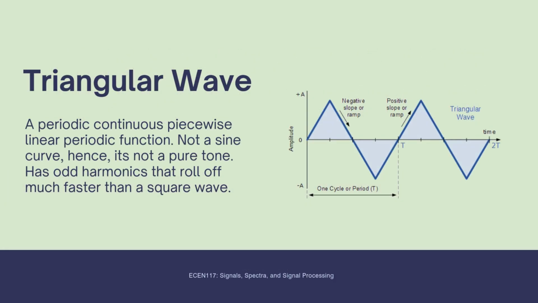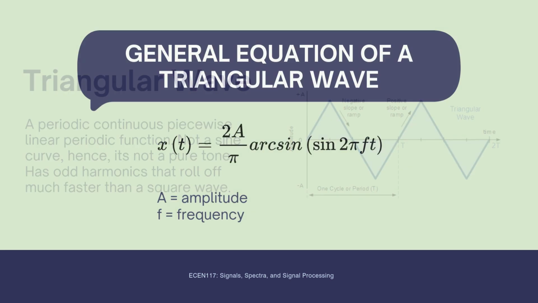A triangular wave is a periodic, continuous, and piecewise linear waveform. Unlike a sine wave, it is not a pure tone because it contains multiple frequency components. Its spectrum consists only of odd harmonics, and these harmonics decay much faster compared to those of a square wave, making the triangular wave smoother in the time domain.